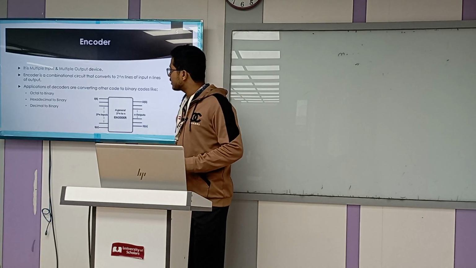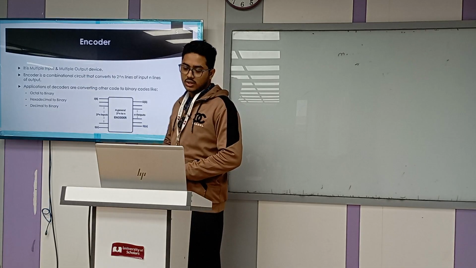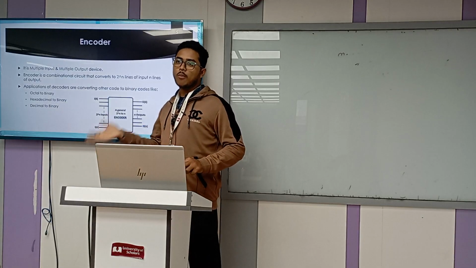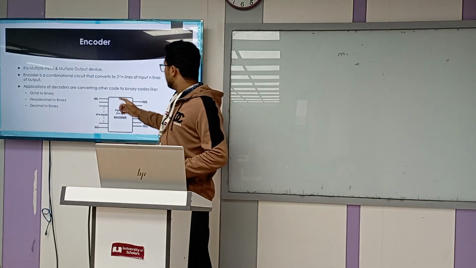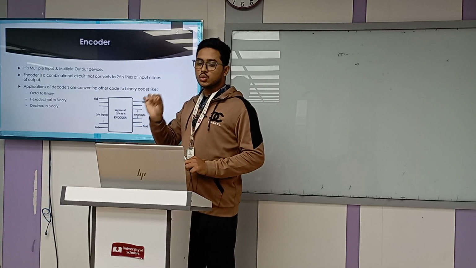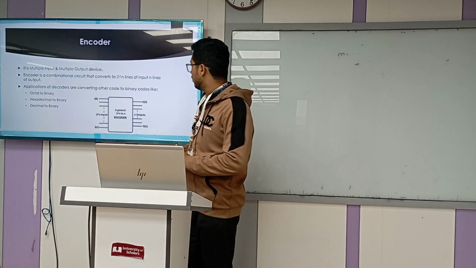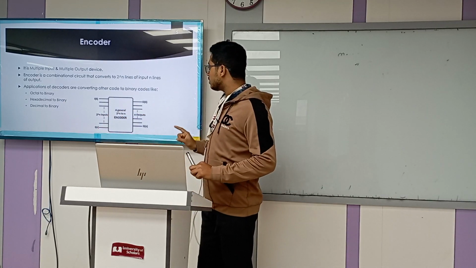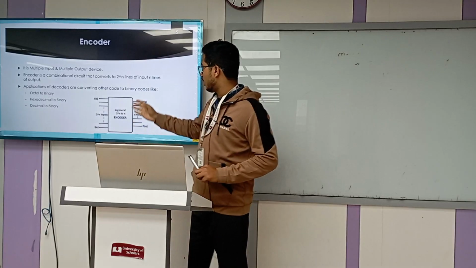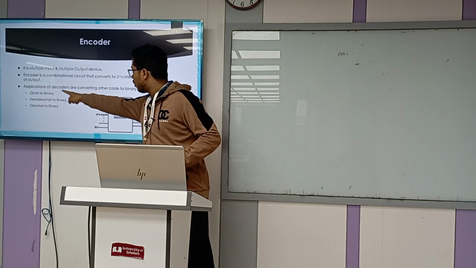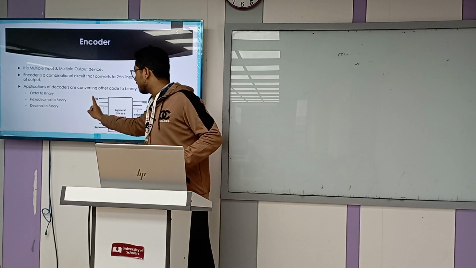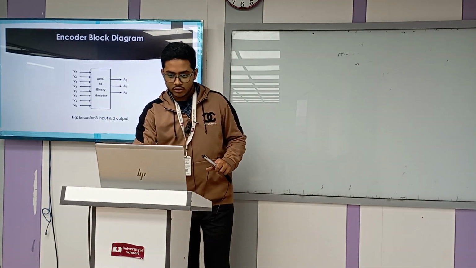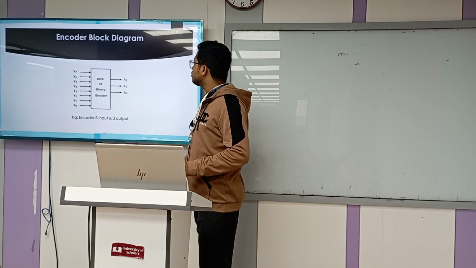Now I can explain the encoder. Similarly, an encoder has multiple inputs and multiple outputs. It is the opposite of the decoder, where the input is 2 to the power n and we get n outputs. You can see this block diagram. This is the opposite of the decoder: octal to binary, hexadecimal to binary, and decimal to binary. Here you can see 8 inputs to 3 outputs.